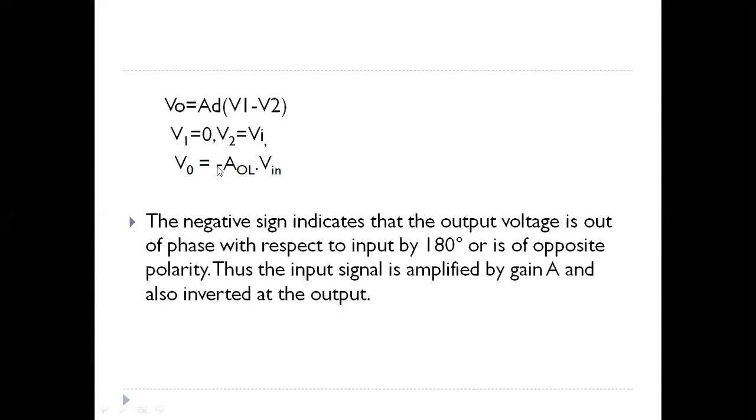Here the negative sign represents that the output is 180 degrees out of phase with the input. Hence this type of amplifier is known as an inverting amplifier.